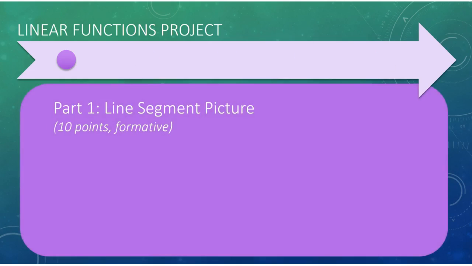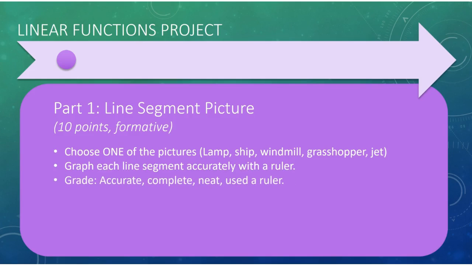In Part 1, you will graph line segments. Pick only one of the pictures in the Part 1 packet. Some of the pictures have fewer lines and fewer fractions. Some have more. Pick a picture that provides appropriate challenge for you. The grade will be based on accuracy, completeness, and neatness, including the use of a ruler.